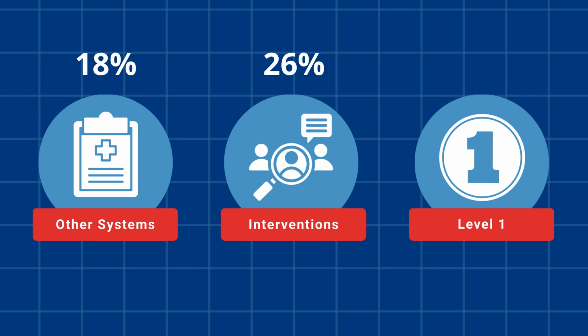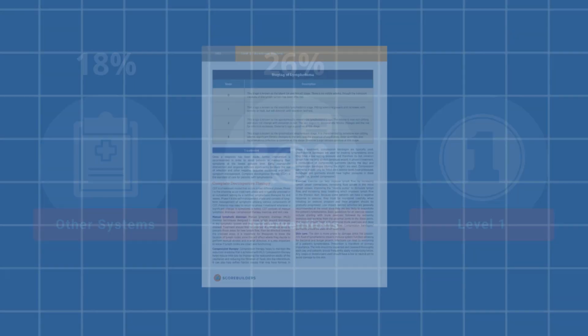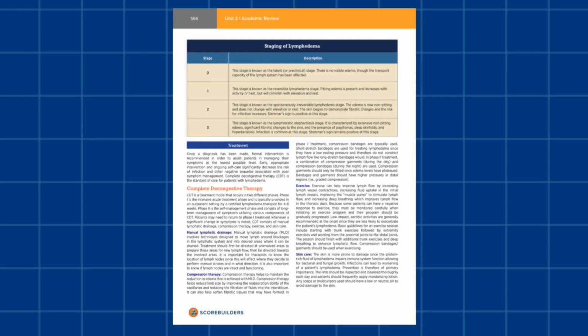Remediation of Level 1 questions occurs through academic review of entry-level content using textbooks, review books, Basecamp, and flashcards. Looking to review related academic content? Check out page 566 in PT Exam, the Complete Study Guide.